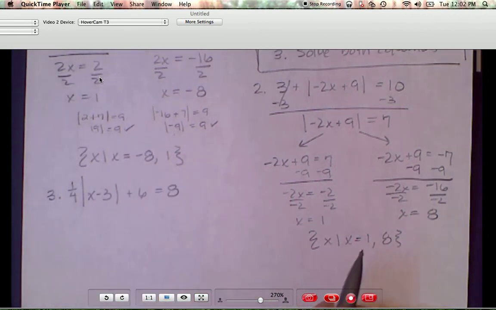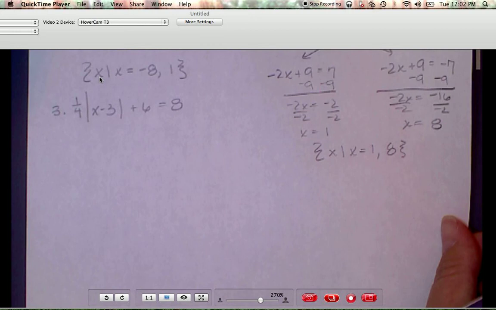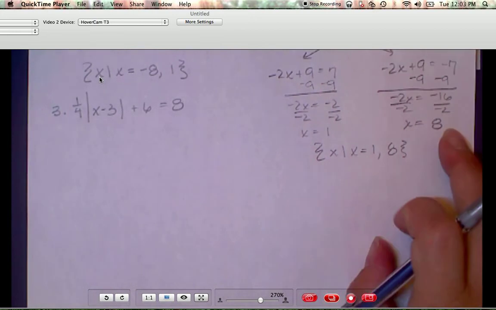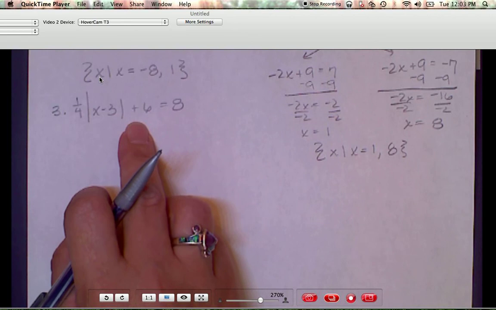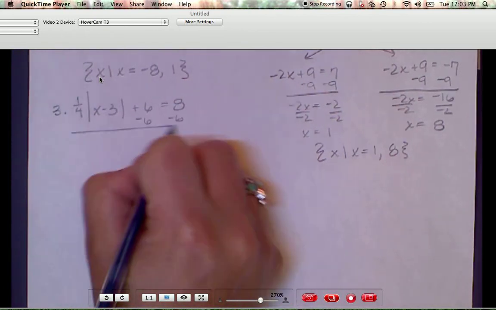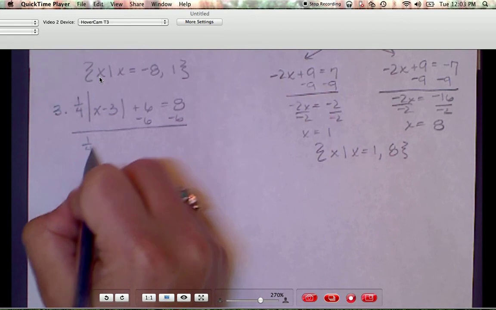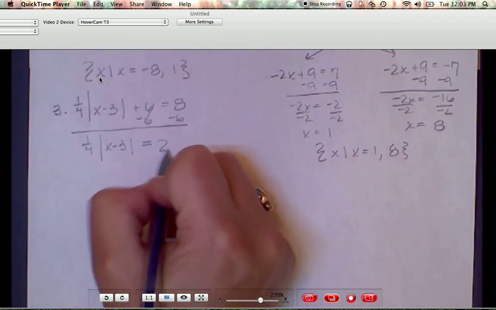Now we have to isolate the absolute value, and in this case we've got more than one thing we have to do to isolate the absolute value. So we've got this 1/4 out here, and we've also got this 6. Which one of these do we get rid of first? We always undo addition and subtraction first, so we're going to move this 6 over. We get the 1/4 of the absolute value x minus 3, drops out, equals 2.